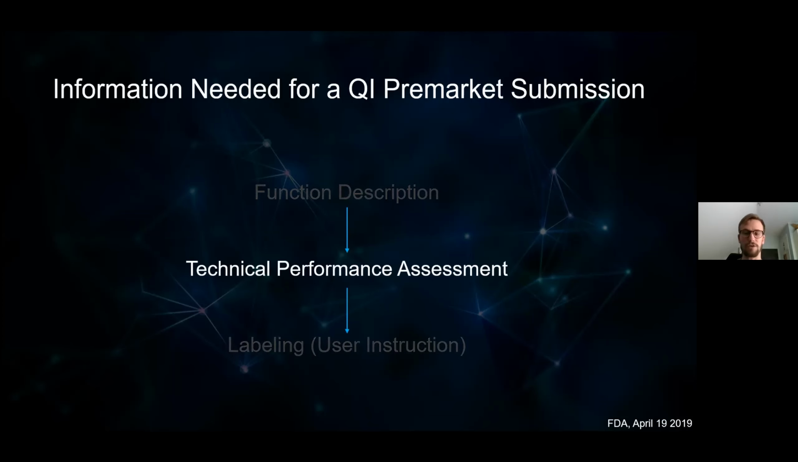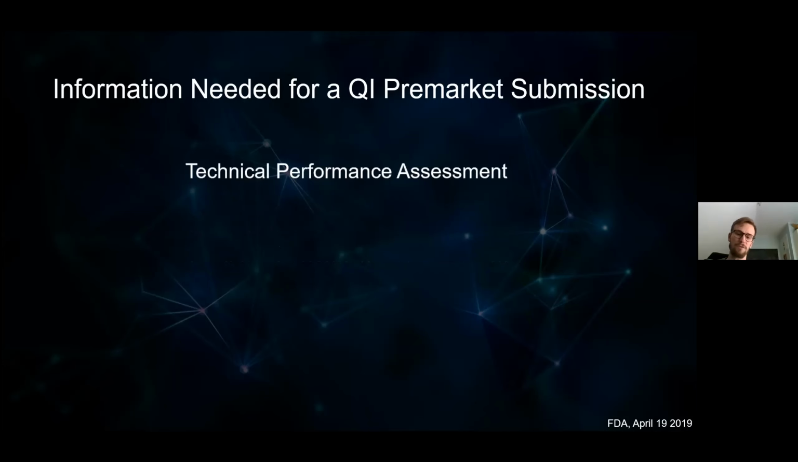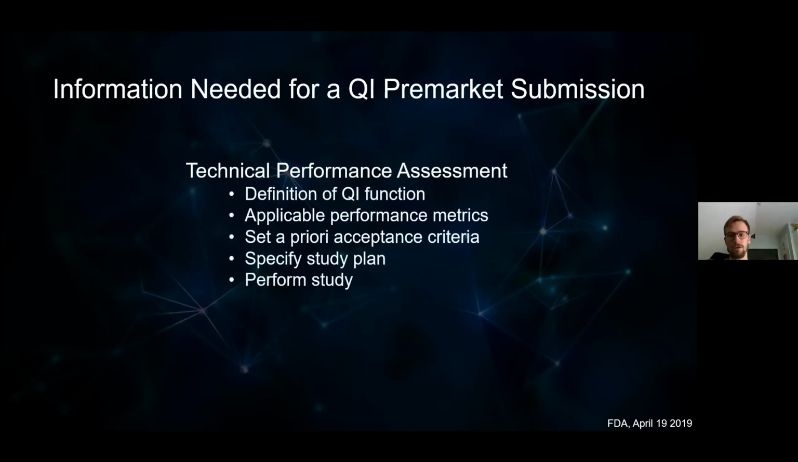So the biggest part of the pre-market submission is the technical performance assessment. The FDA recommends that the technical performance assessment follows 10 steps, but these steps are more of a recommendation of good things to include rather than an exhaustive checklist. The appropriate performance specifications will depend on the intended use of the QI function, its complexity, and the availability of reference values. I do not have time to go through this in detail in the 50 minute time window of this talk. For a thorough description, I have to refer to the reference FDA paper from last year, which goes through this in more detail, but I have compiled a very rough summary of these steps in this list.